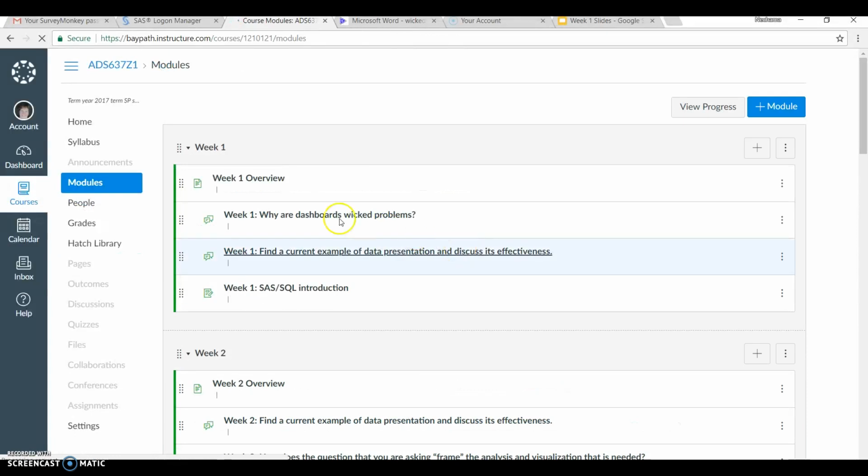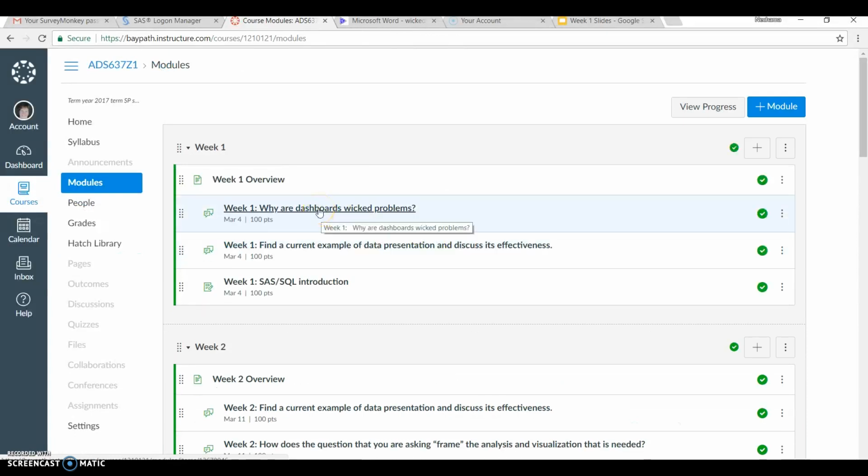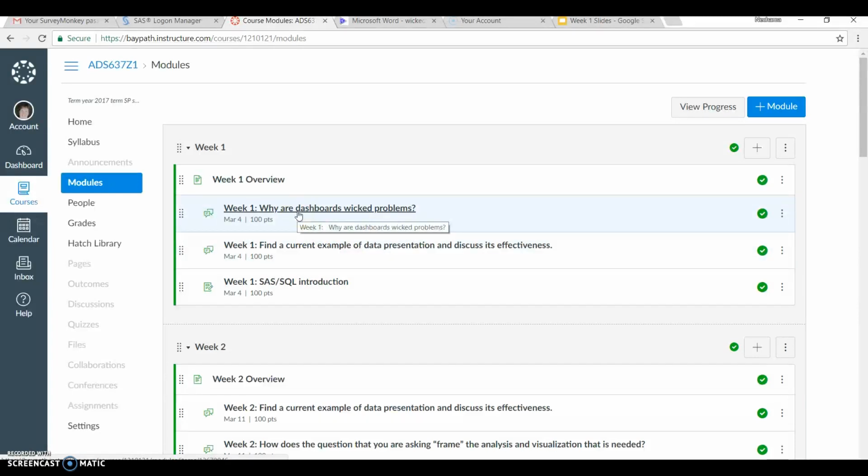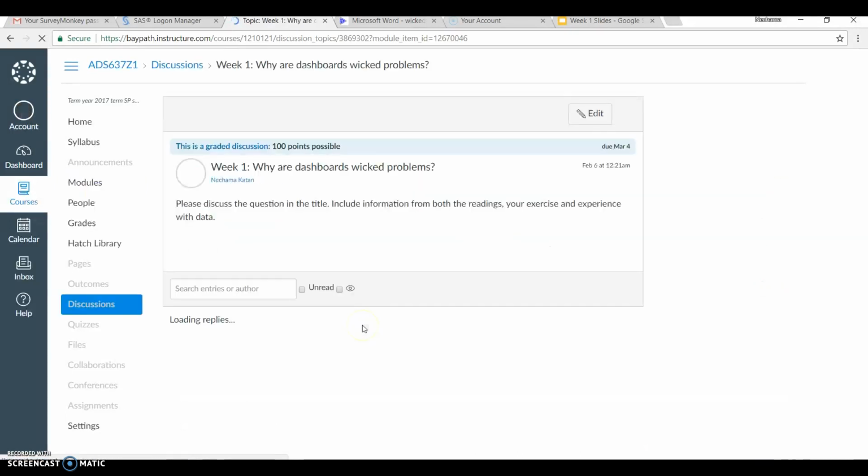In addition to that, we have a week one discussion, a week one two discussions, one on dashboards, which is what the reading has to do with, and the second one on an example of a data presentation. And then finally, a week one SAS SQL introduction. It's a very loosely defined exercise right now. I'll get a little more definition put into this soon. So that is kind of how our discussions work.